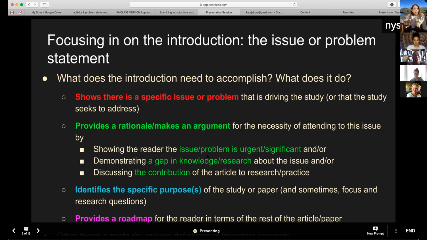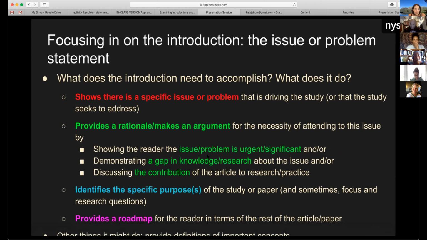Okay, so in terms of focusing in on the introduction, and we're really looking at the issue or problem statement here. So when we think about what the introduction needs to accomplish, or what it does, well, there's really four main things. One, it shows there's a specific issue or a problem that's driving the study. And Dr. Haas has probably asked you to start thinking about this already in terms of what you're interested in. What's the big problem that's causing whatever the issue is? So you're going to articulate that.